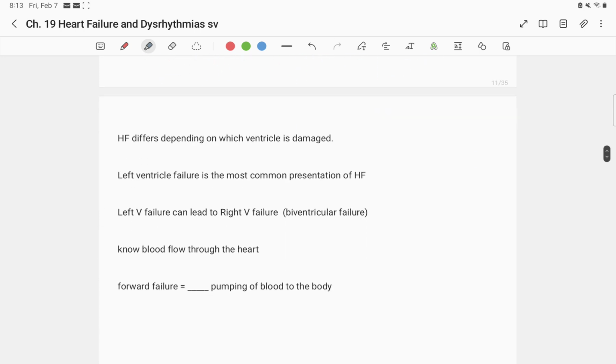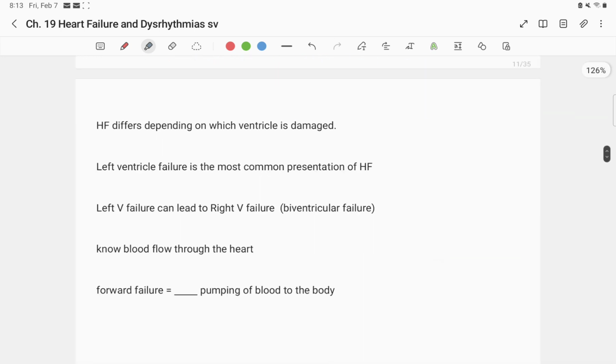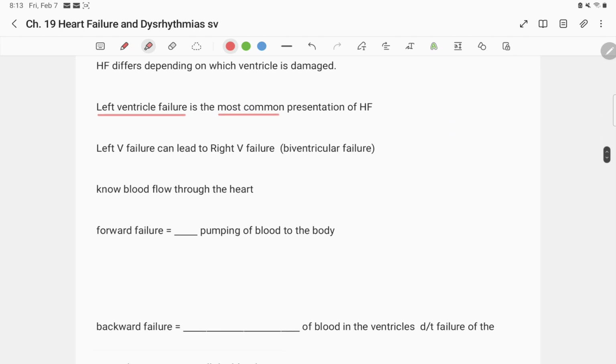Okay, heart failure differs depending on which ventricle is damaged. Left ventricle failure is the most common presentation of heart failure. Left ventricular failure can lead to right ventricular failure, and if that happens, then that's called biventricular failure. Okay, bi is 2, so both ventricles are failing.